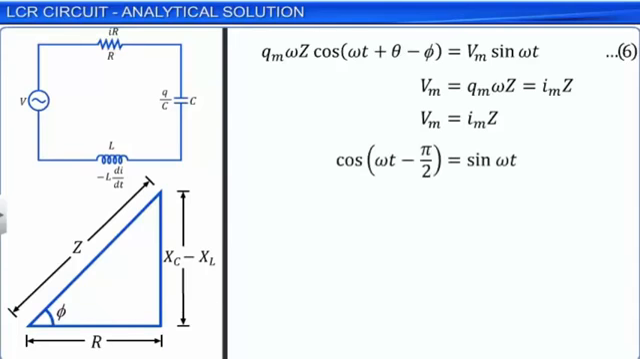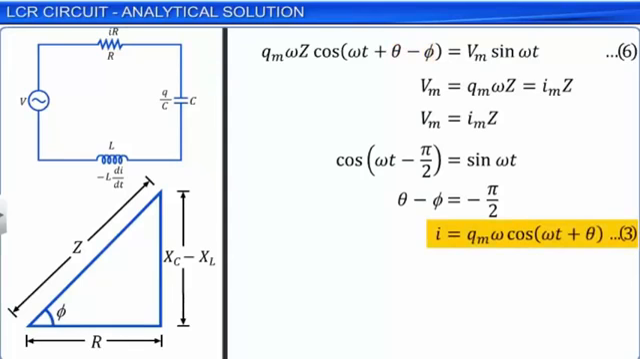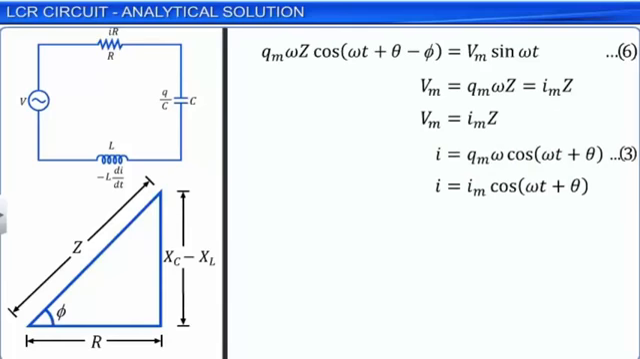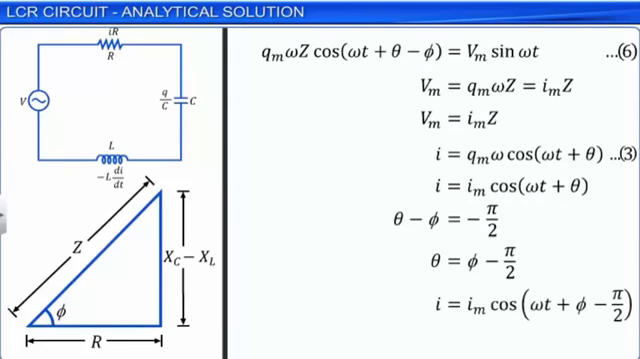From equation 3, for the instantaneous current, I is equal to Qm ω cos(ωt + θ). Since Im is equal to Qm ω, we get I equal to Im cos(ωt + θ). Since θ minus φ equal to minus π by 2, we have θ is equal to φ minus π by 2. We can simplify the above equation as I equal to Im cos(ωt + φ minus π by 2). Thus, we have the instantaneous current in an LCR circuit, I is equal to maximum current in the circuit, Im, into sin(ωt + φ).